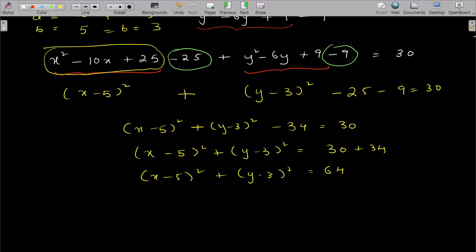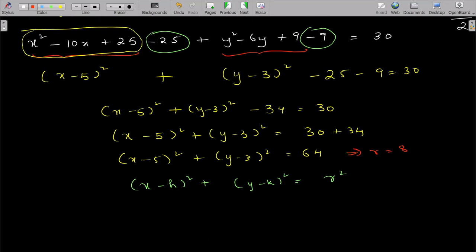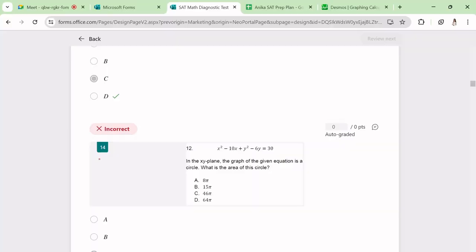Now if you compare this equation with the standard form, which was x minus h whole square plus y minus k whole square is equal to r square. So what is the radius of this equation? 8. Perfect. So radius is 8. So what will be the area? The area will be 64 pi. Perfect. So that's option D. Okay, so that's how we do these type of questions.